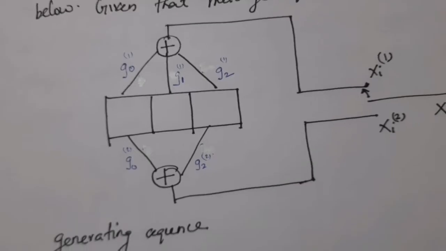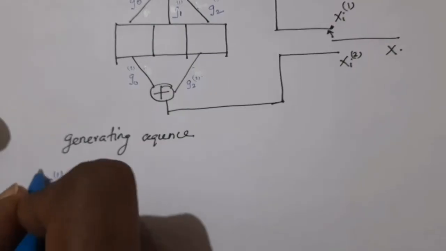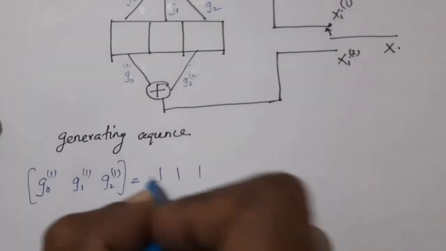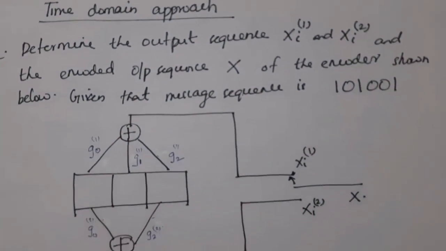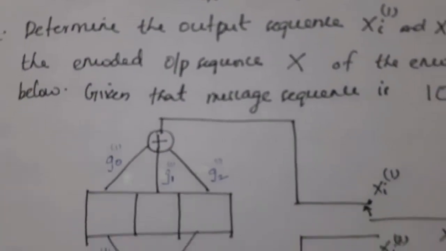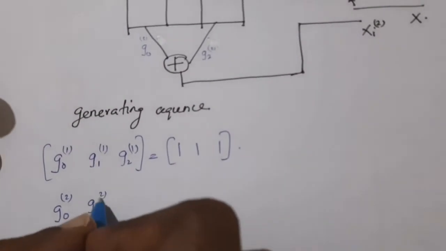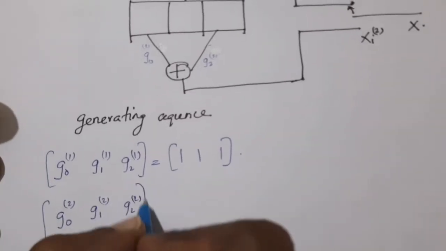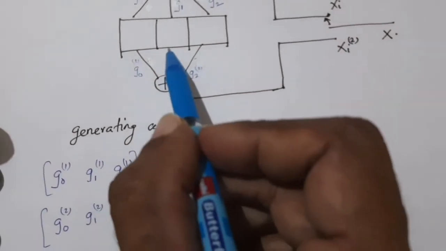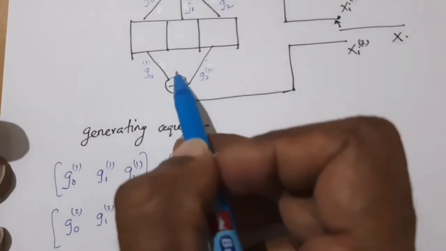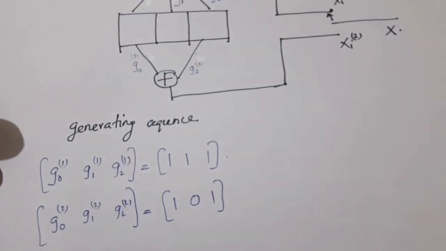So G0 of 1, G1 of 1, G2 of 1 can be written as 1, 1, 1. So this is the generating sequence for the first stage. And next is G0 of 2, G1 of 2, G2 of 2 equal to 1, 0, 1. So here we can see that this connection is open, so G1 of 2 is 0. So the generating sequence corresponding to the second stage is 1, 0, 1.